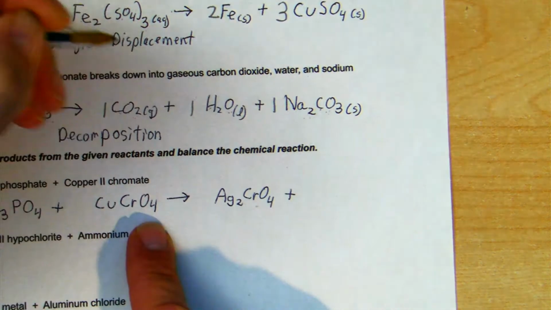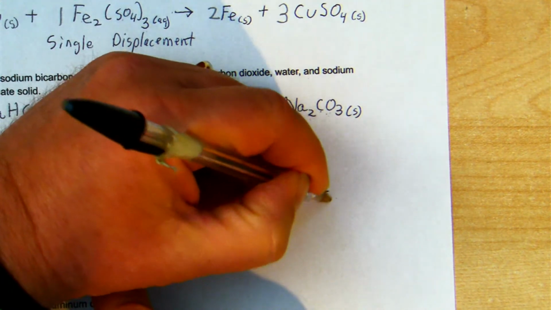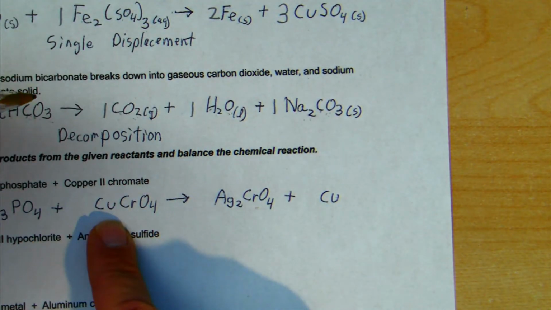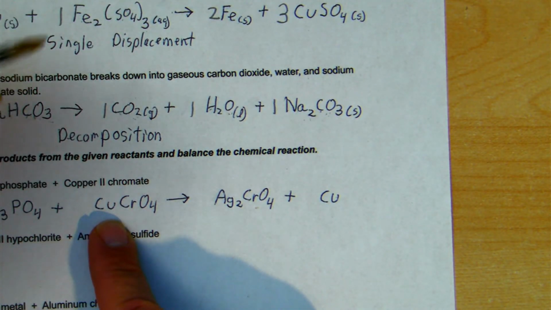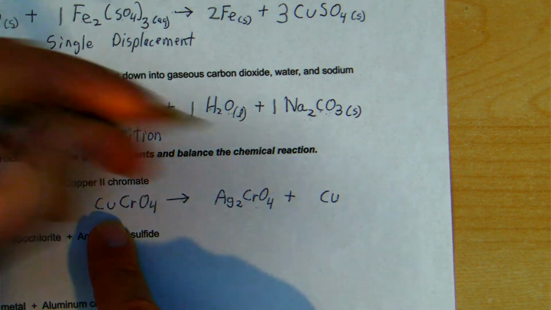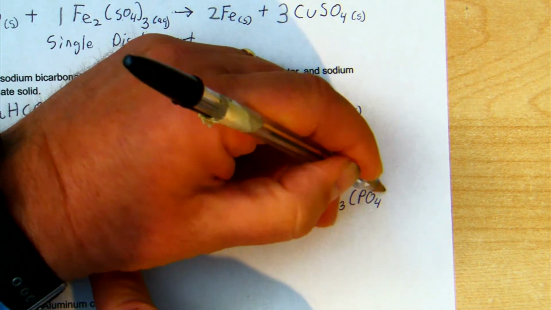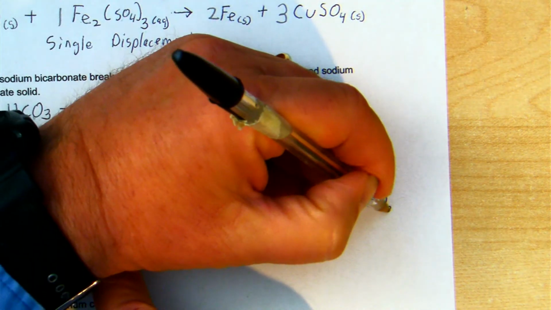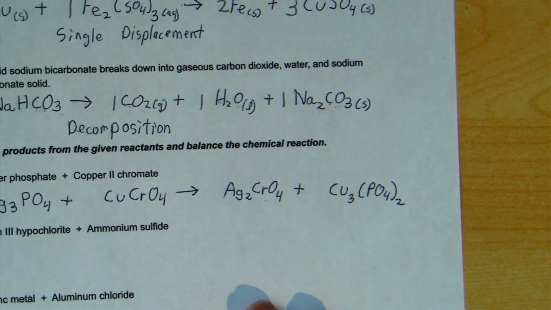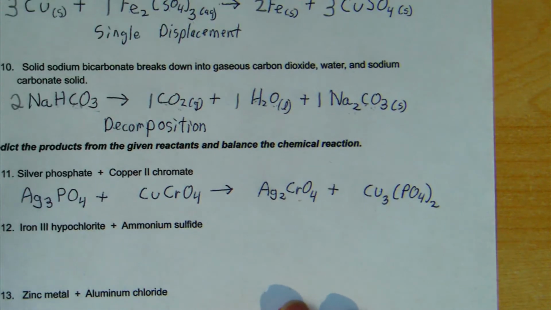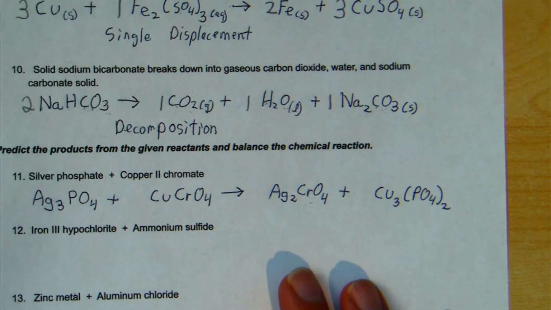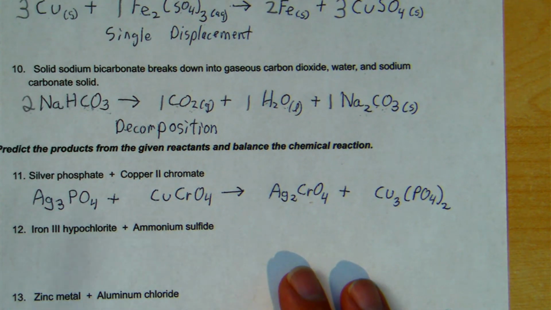plus the copper is going to continue to be a 2 plus charge, but the phosphate is a 3 minus charge. So I'm going to have to do crisscross and do a subscript 3 for the copper, open parentheses, PO4, close parentheses for the phosphate, subscript 2 to make them neutral. And of course, it's not enough to figure out what the products are going to be. We have to also balance it.